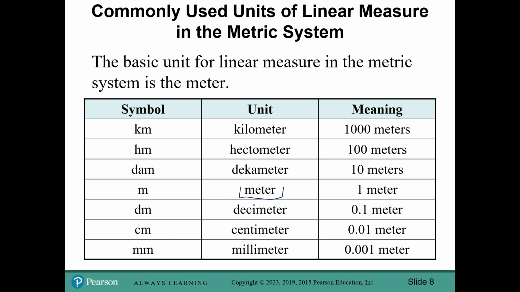A kilometer is 1,000 meters, a hectometer is 100 meters, a decameter is 10 meters, a meter is obviously just 1 meter, that's our base unit. Our decimeter is 0.1 meter, our centimeter is 0.01 meter, and our millimeter is 0.001 meter.